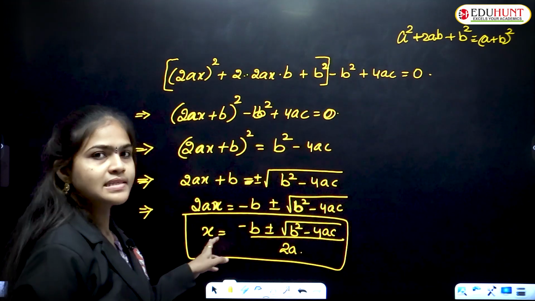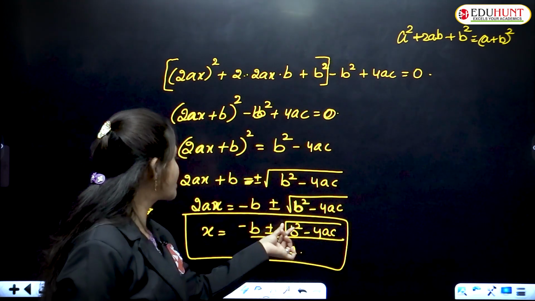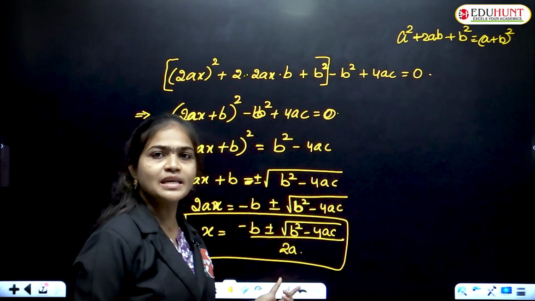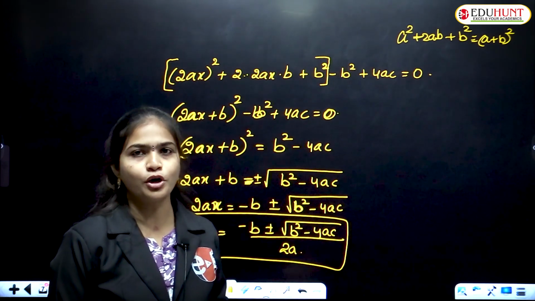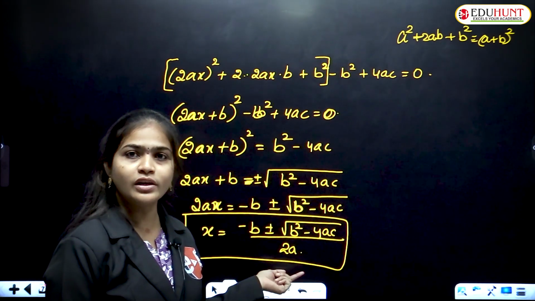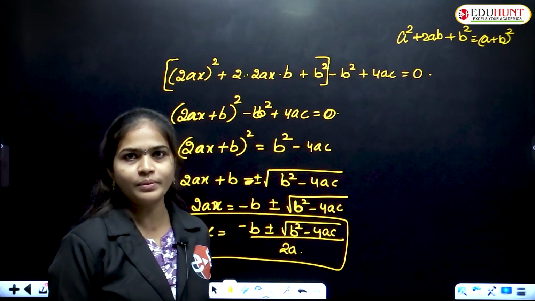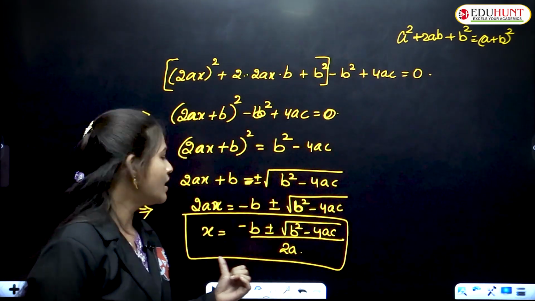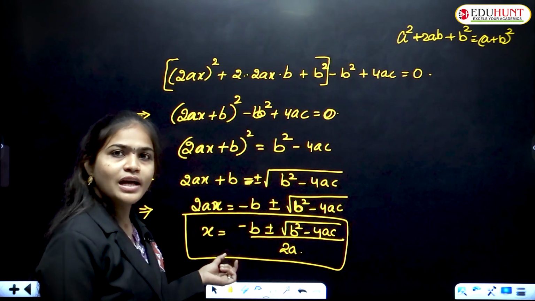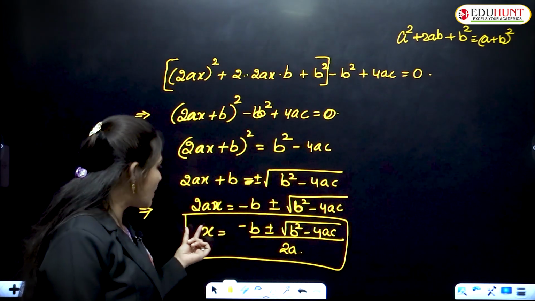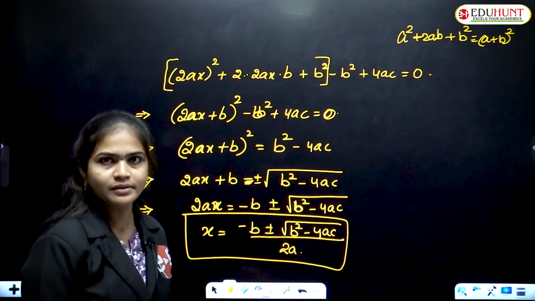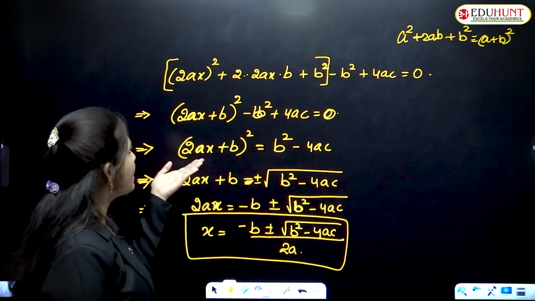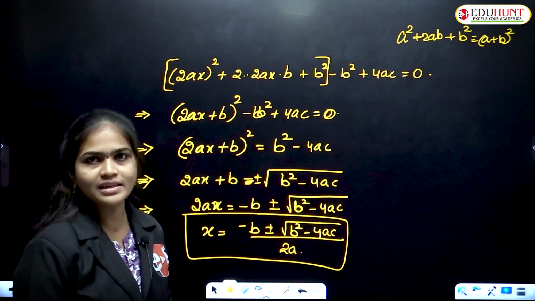Okay, so here x is equal to minus b plus or minus square root of b square minus 4ac by 2a. This one is known as the quadratic formula. Understand? Did you understand this? So here what is the value of x? We are finding the x values. By using this we can find the two x factors. So this is the method using completing the perfect square.